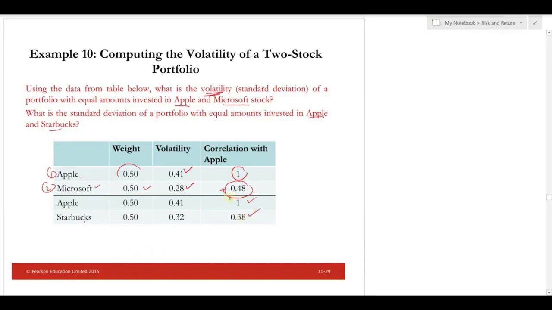0.38. So which one of the two stocks has the higher correlation? We will say that Microsoft has a positive correlation with Apple, because they are somehow from related industries, but Apple and Starbucks are not in related industries, they are totally different industries. So that's why they don't really follow the same direction normally.